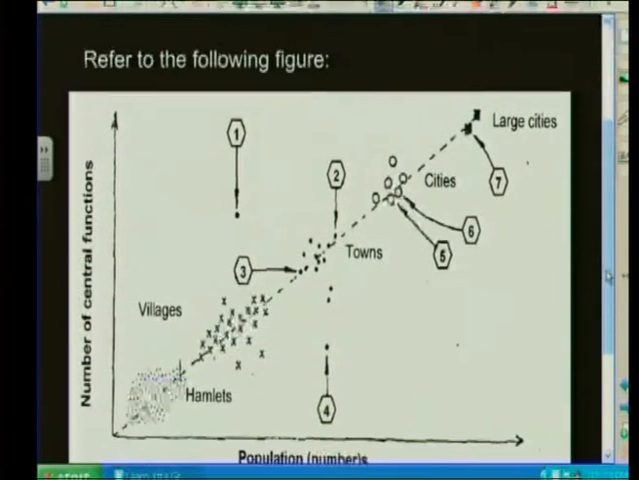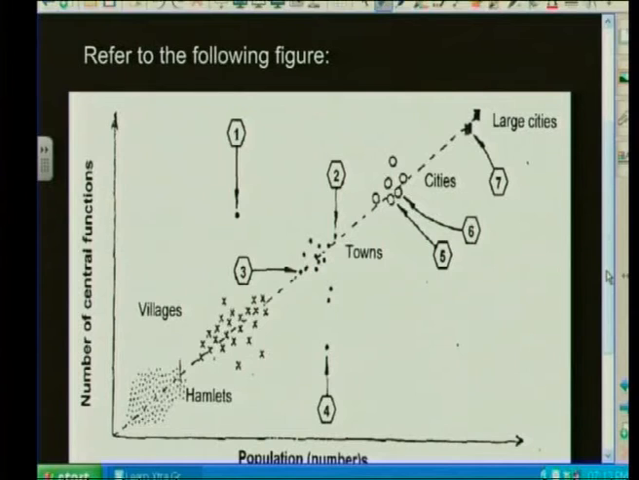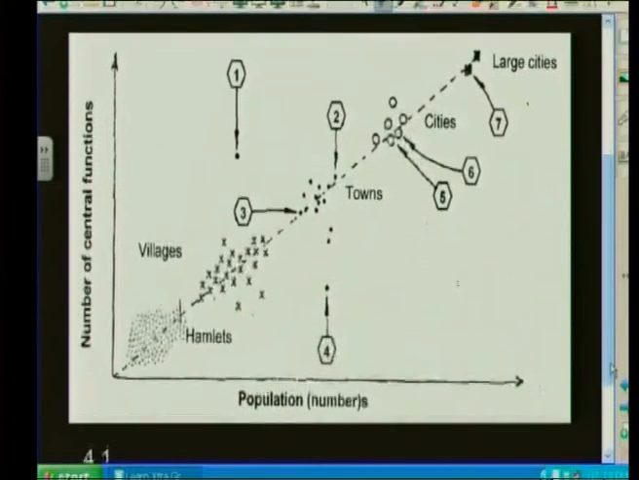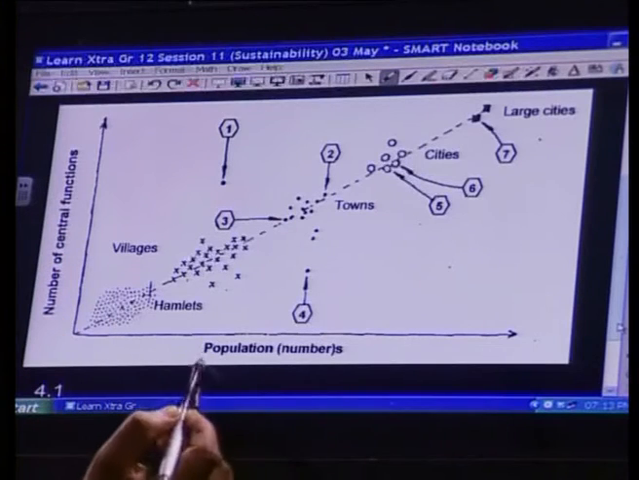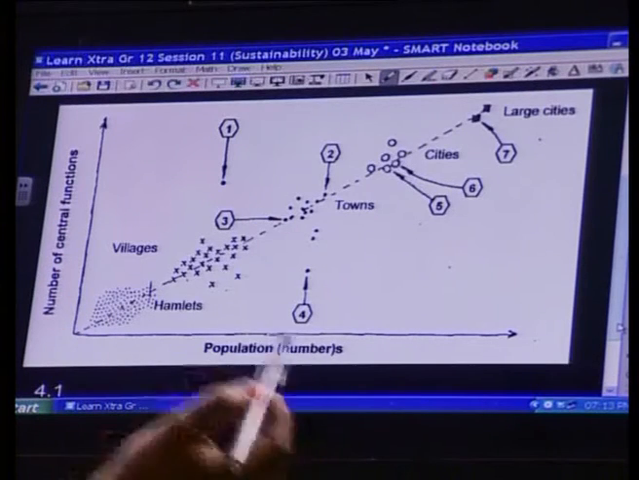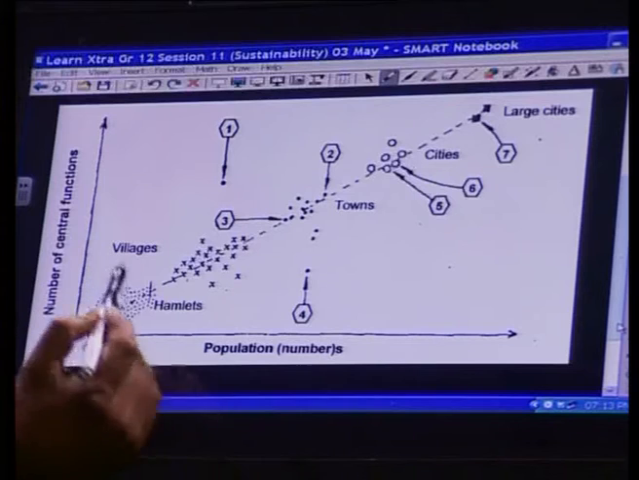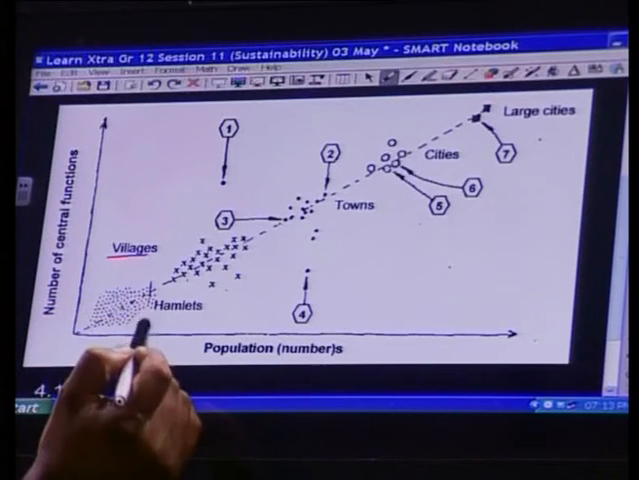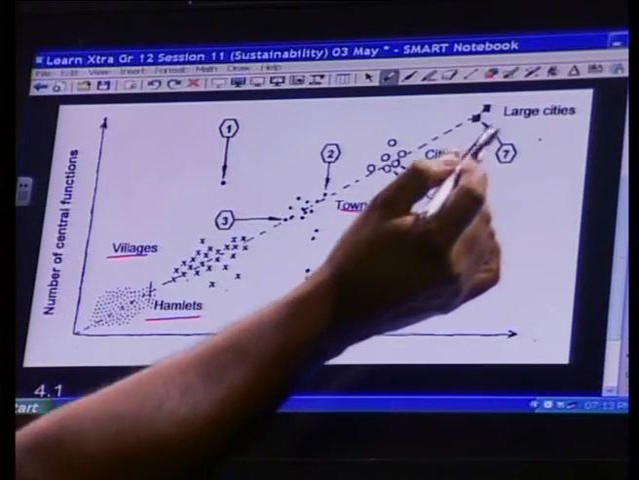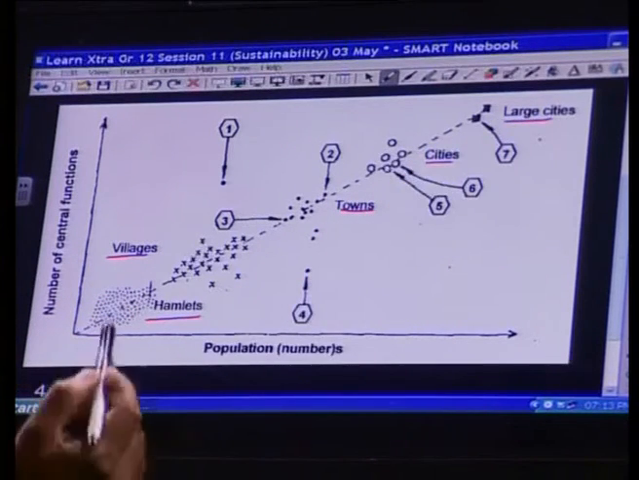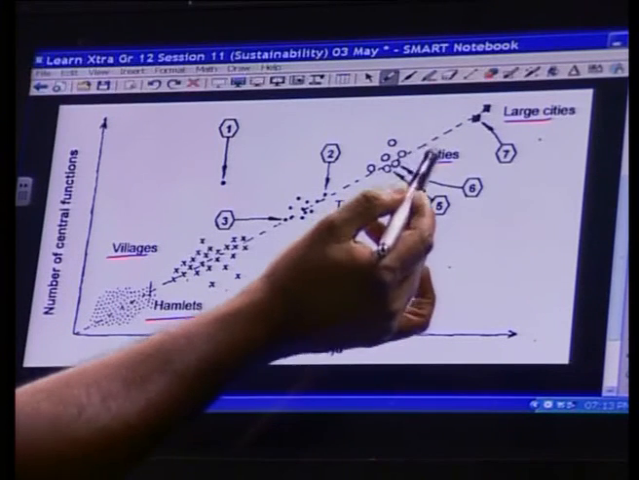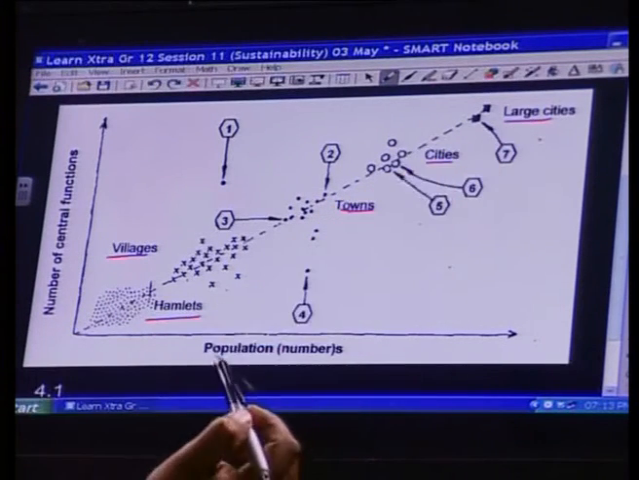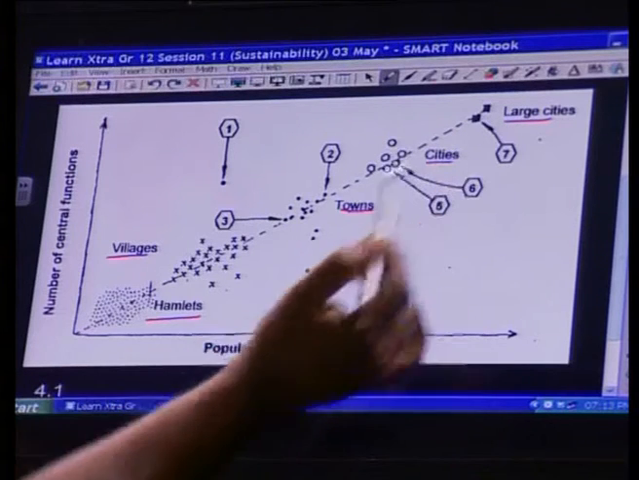We will now move to question 4. And let's look at the diagram before attempting questions to understand what the concepts are related to. Number of central functions as well as population. Note that the examiners have opted to give you hints and clues with regards to the types of settlements that are located. Example, villages and hamlets, towns, cities, larger cities, example, metropolitan areas.